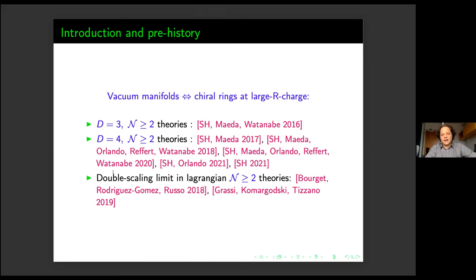And then I think a lot of what I'll be talking about today is large chiral rings at large R charge and their correspondence with vacuum manifolds, particularly vacuum manifolds of complex dimension 1. So in 3 dimensions and 4 dimensions, both with N=2 supersymmetry. And then there have been some interesting scaling limits with large charge and other things taken limits at the same time.